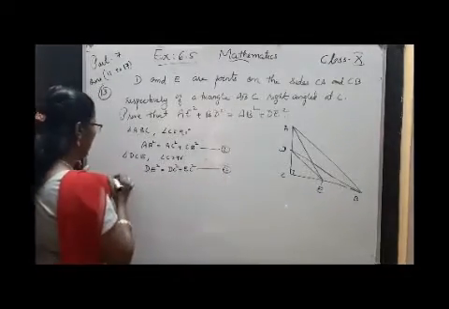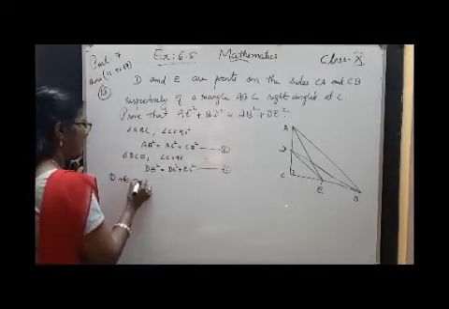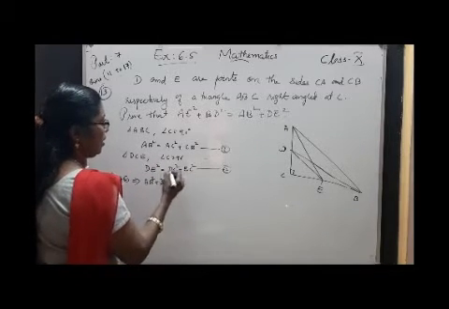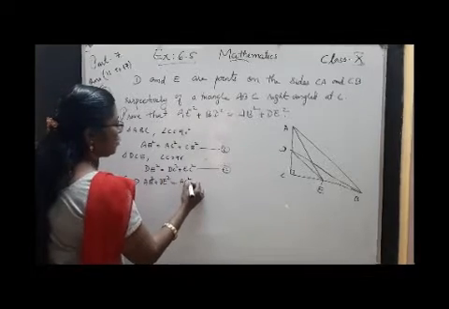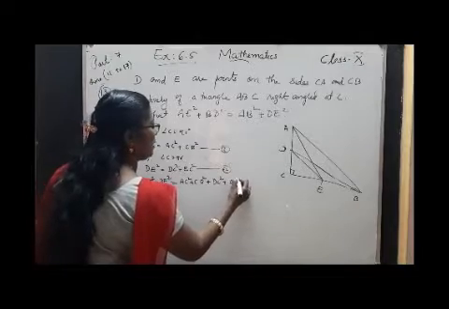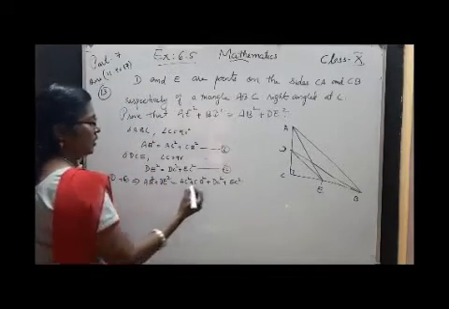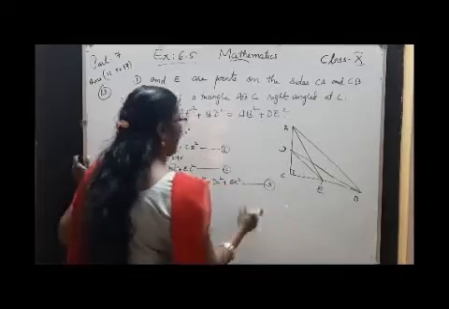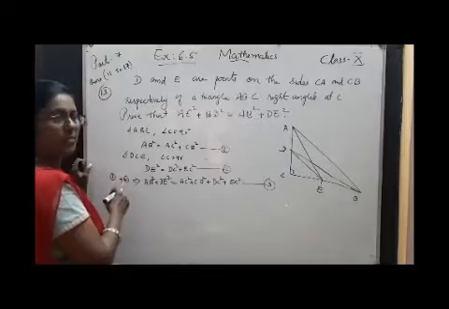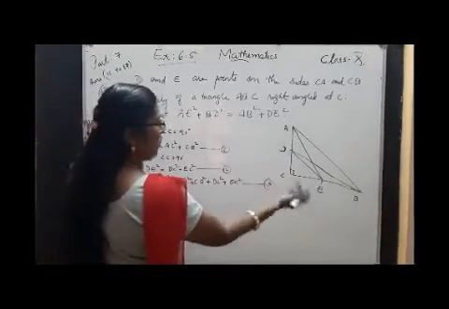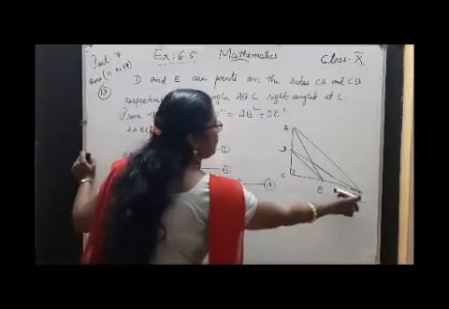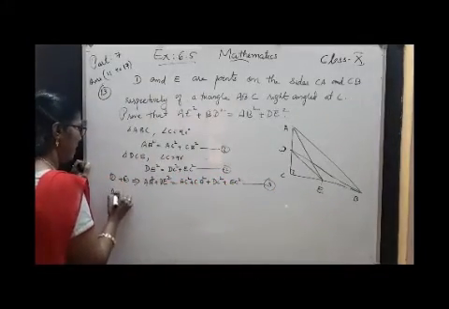Okay. Adding 1 and 2, you get AB square plus DE square equal AC square plus CB square plus DC square plus EC square. This is another equation, number 3. Okay. What are the remaining 2 right angle triangles? ACE and DCB.